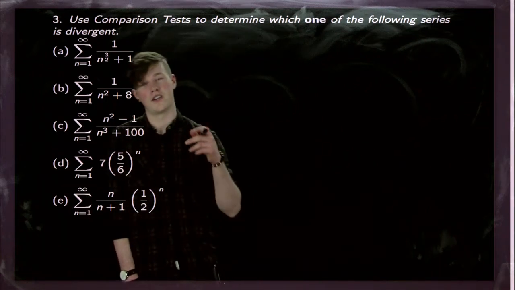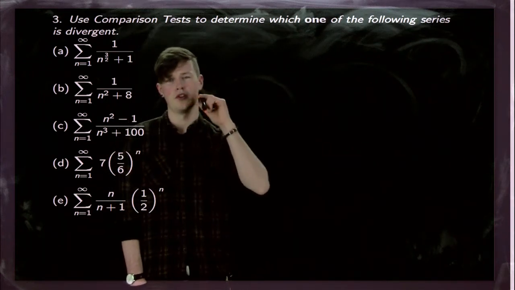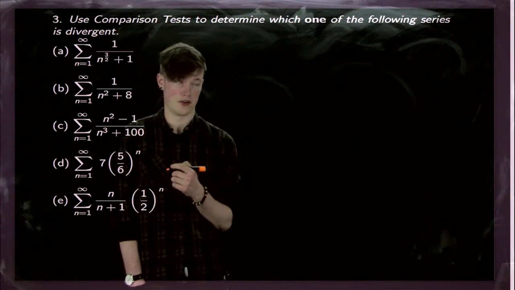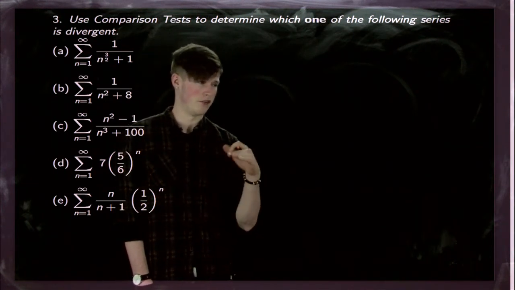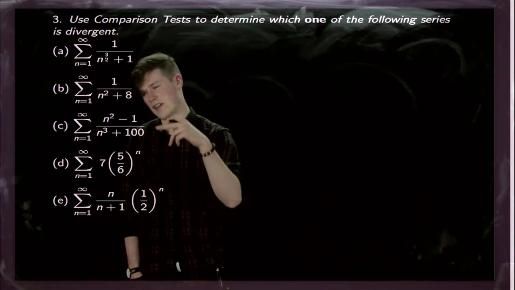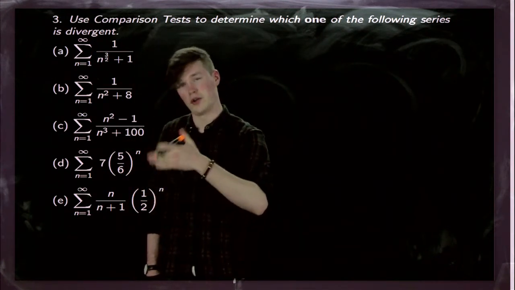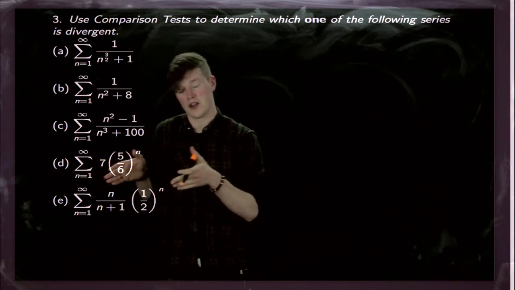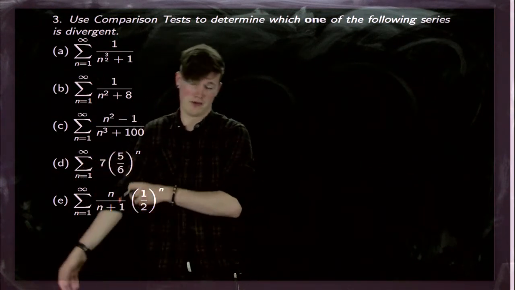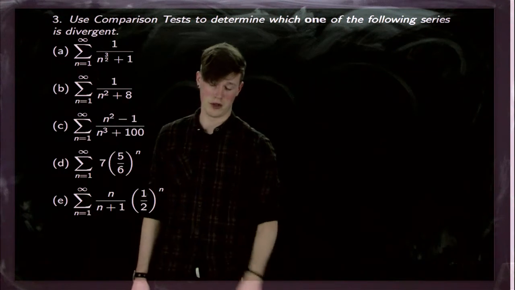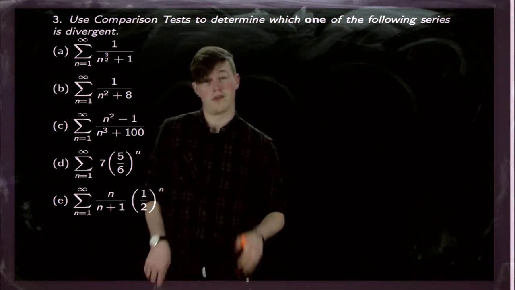Okay, so the next question asks us to use the comparison test to determine which one of the following series is divergent. Before we do anything, the first thing we should concern ourselves with is: when can I use the comparison test? I can only use the comparison test when all the terms in the series are positive. But we can see for all of our cases, they're all going to be positive. Okay, so we'll carry on with the first question.